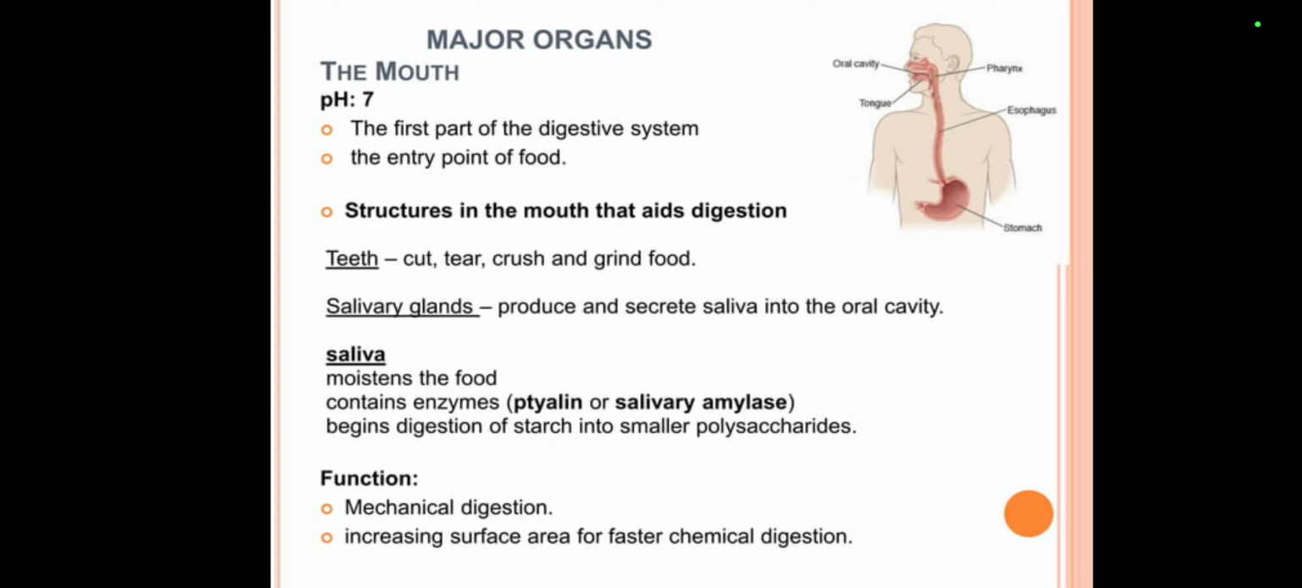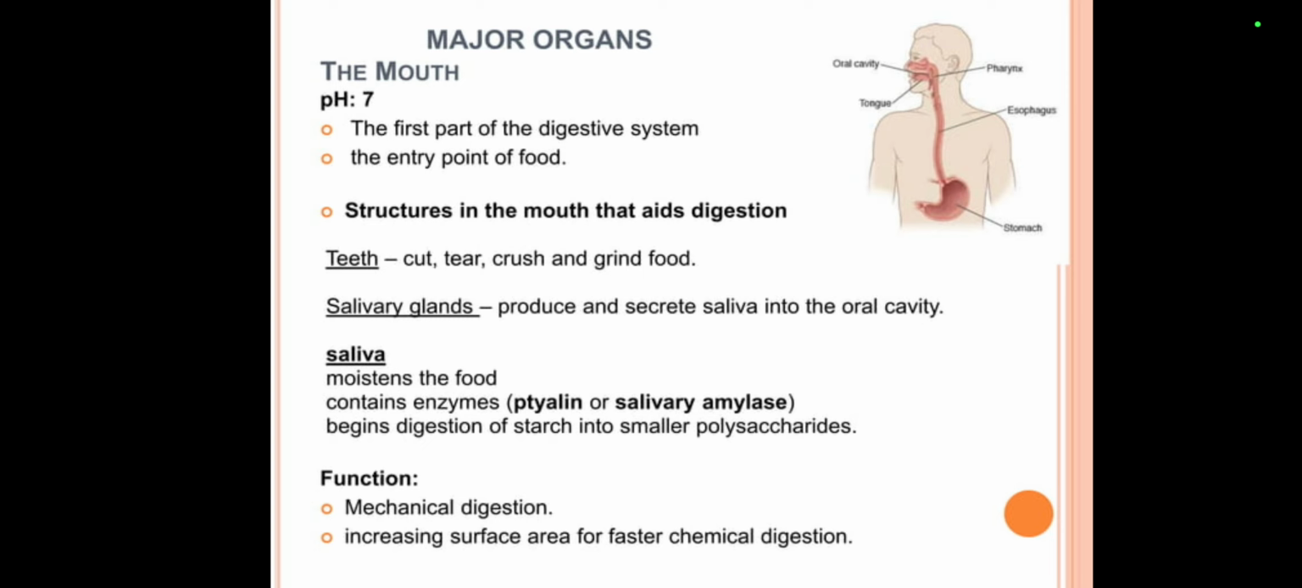Number one is the teeth. Our teeth will cut, tear, crush, and grind food. So when we chew and swallow food, the number one part of the mouth that helps in digestion is our teeth. Number two is the salivary glands. These produce and secrete saliva into the oral cavity. Why do we have saliva in our mouth? Because of the salivary glands.